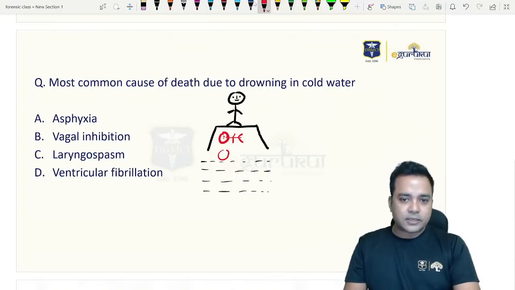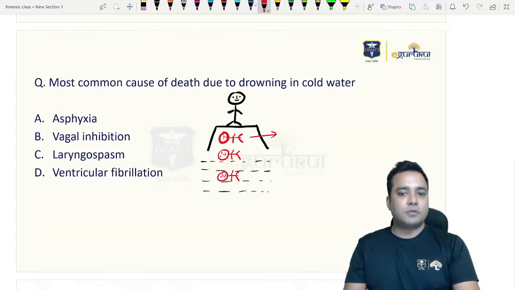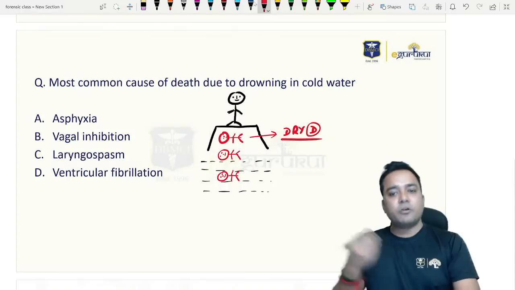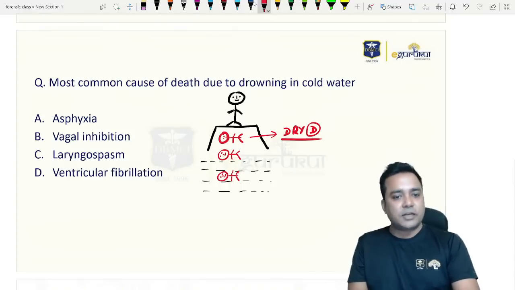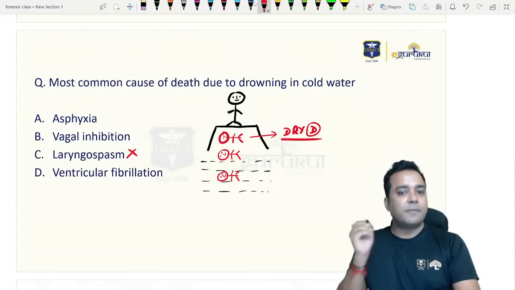Another scenario is he has made an impact with the water. Third scenario is he has gone inside the water. What is this first scenario? For us, a dry drowning case. What is the most common cause of death in dry drowning? Due to fear of death, laryngospasm occurs and the person can die. So this cannot be my answer.